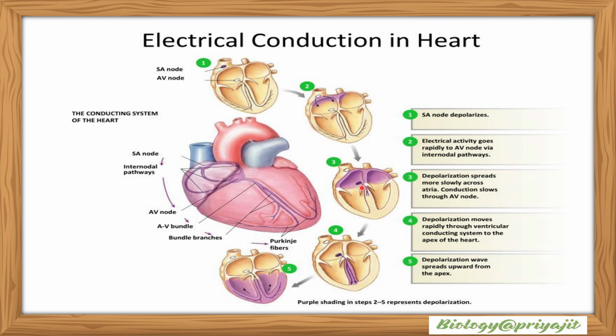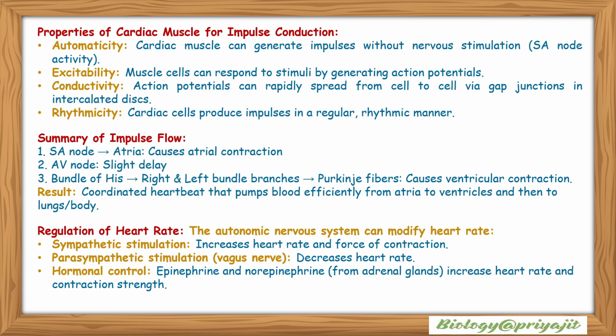Conduction slows through the AV node. Then depolarization moves rapidly through the ventricular conducting system to the apex of the heart. This is the apex of the heart. Then, step 5, the depolarization wave spreads upward from the apex. So SA node to internodal pathway, then AV node, then AV bundle, then bundle branches. This is the process.